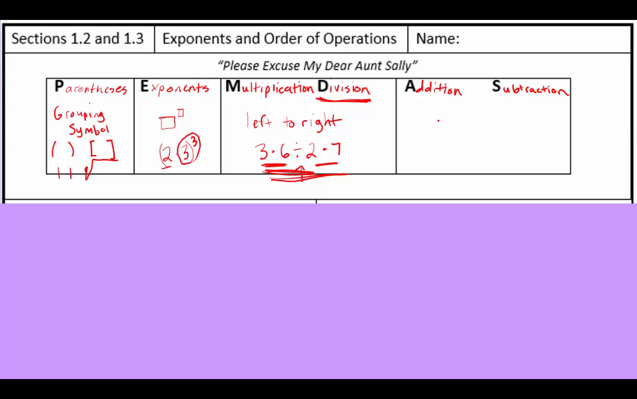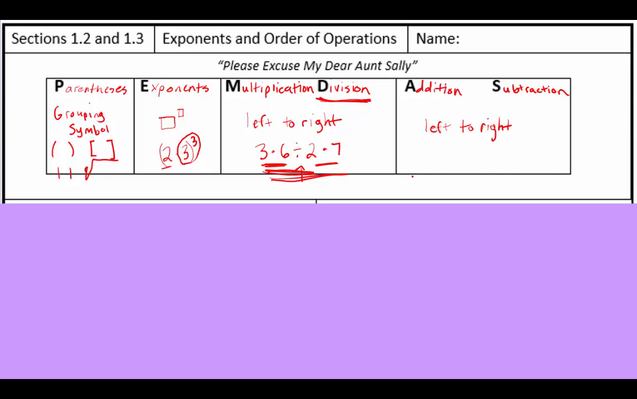Addition and subtraction is also left to right. And the best way to remember this is just that this is always going to go last. So if you have a lot of different things happening in a problem, unless there's parentheses, you want to save the addition and subtraction until the very end to finish the problem. Only if it's inside of parentheses would we do it earlier, just to get rid of those parentheses.